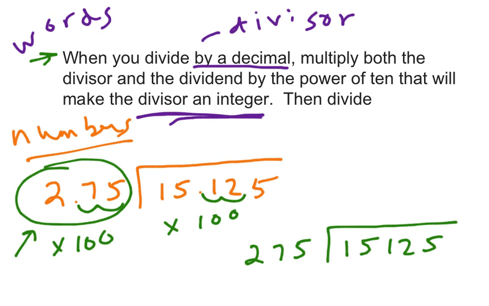If it helps you to, write this out the way I've done it. Then when you go to do the problem, in practice, we usually just move that decimal over. We don't write the multiply by 100. We don't usually write that when we do the work. You can if you want to.